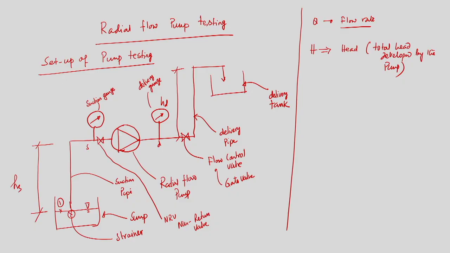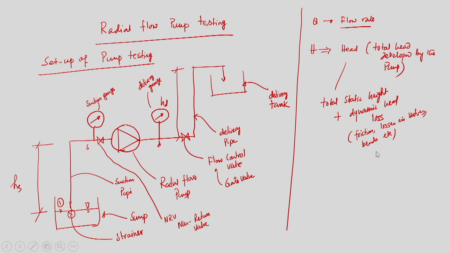So, I can calculate head: this will be the total static height that the pump needs to lift plus dynamic head loss, because of friction losses in valves, vanes, etcetera. So, frictional head loss in the pipeline, losses in the valves and also vanes: this total static height plus dynamic head loss is the H that I can calculate whenever a pump is installed in a pumping station to serve a certain purpose.